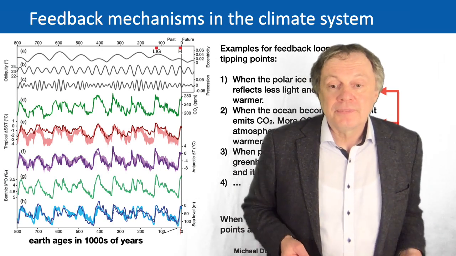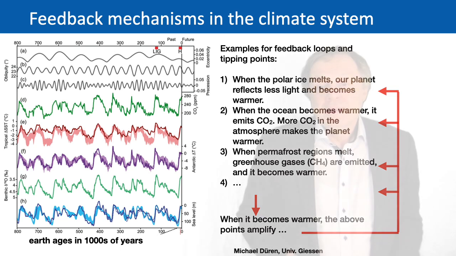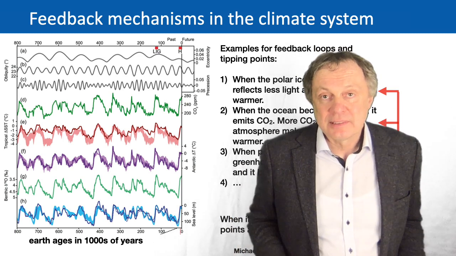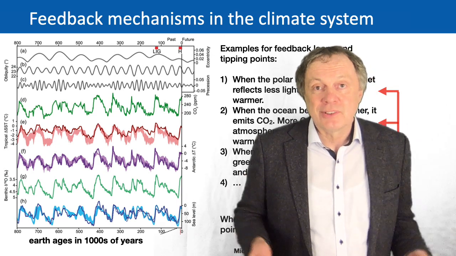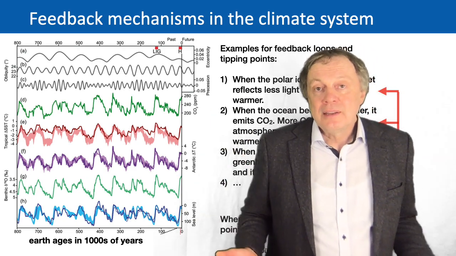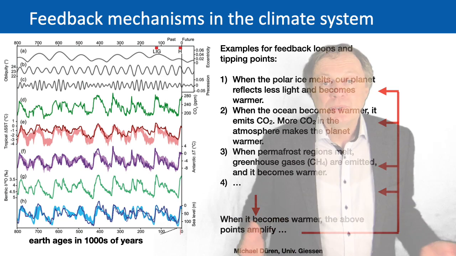Another very strong effect is that you have big areas of permafrost on our Earth, like in Siberia or Canada. When the permafrost regions start to melt, a lot of greenhouse gases come out of the ground, especially methane, which we know is a very strong greenhouse gas. The greenhouse gas is emitted to the atmosphere, it produces a greenhouse effect, the Earth becomes warmer, and the permafrost starts to melt faster.